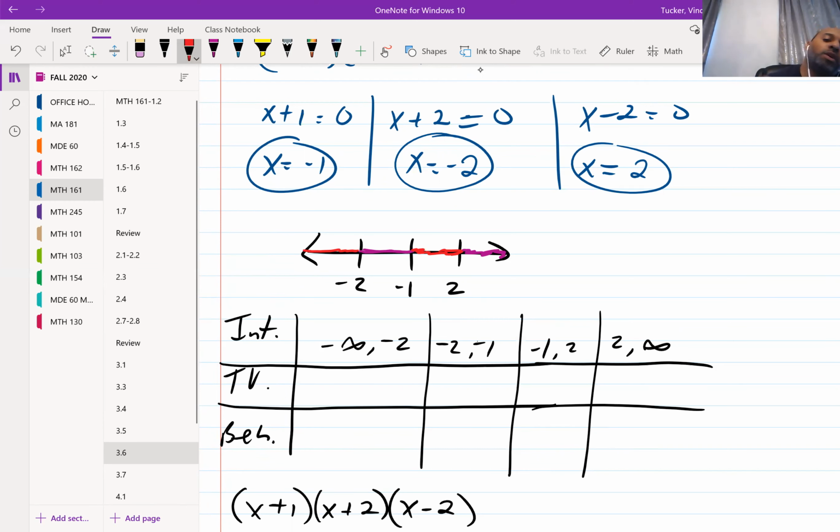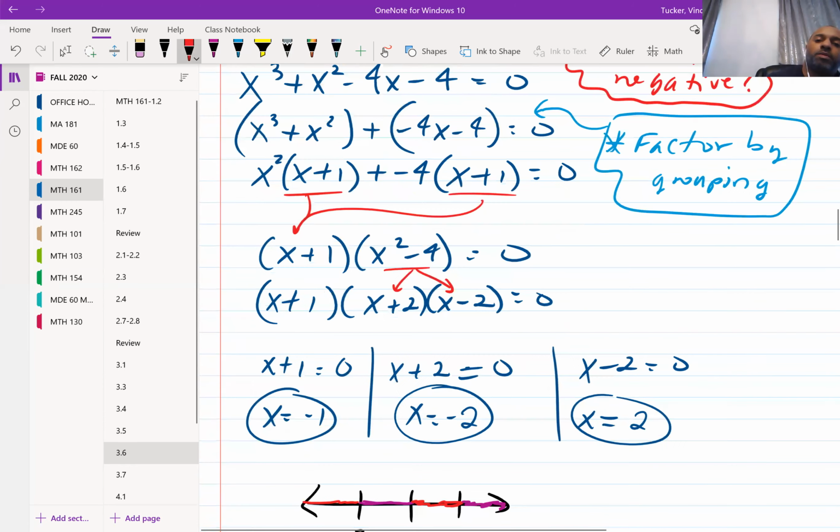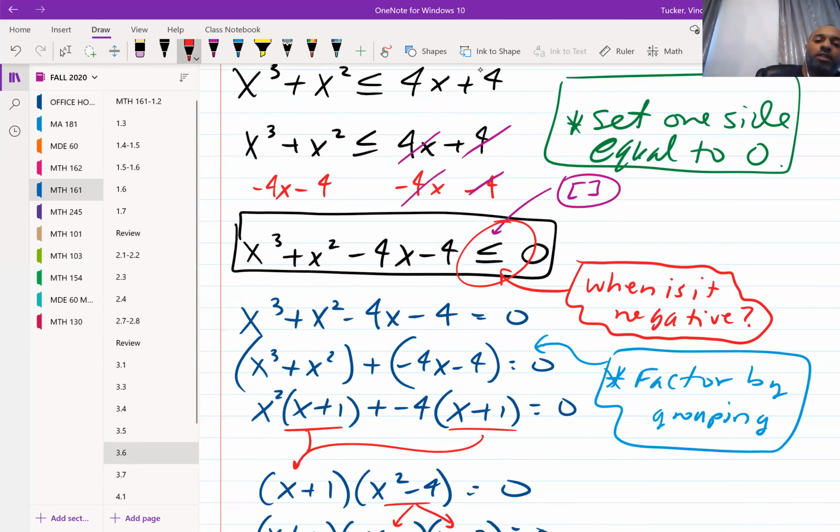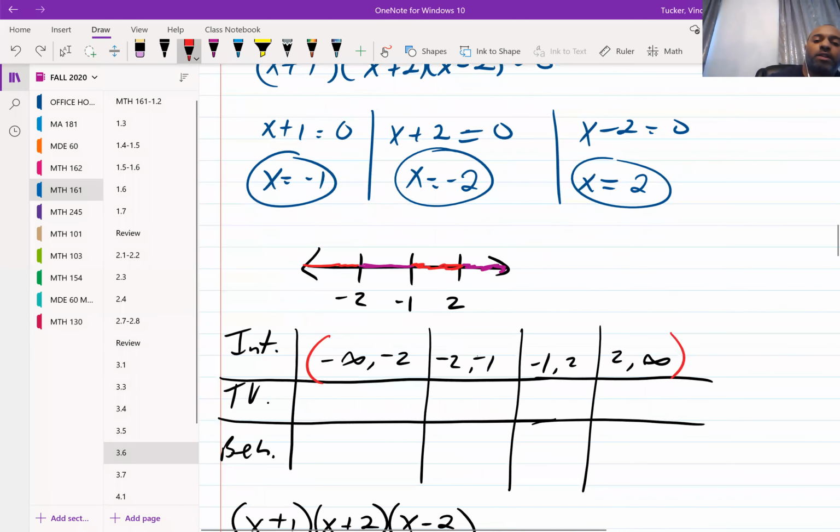All right, so parentheses on your infinity signs. Remember, that's always going to be the case. But this time, it's bracket because of the or equal to symbol. So we'll use brackets on each one of our numbers.